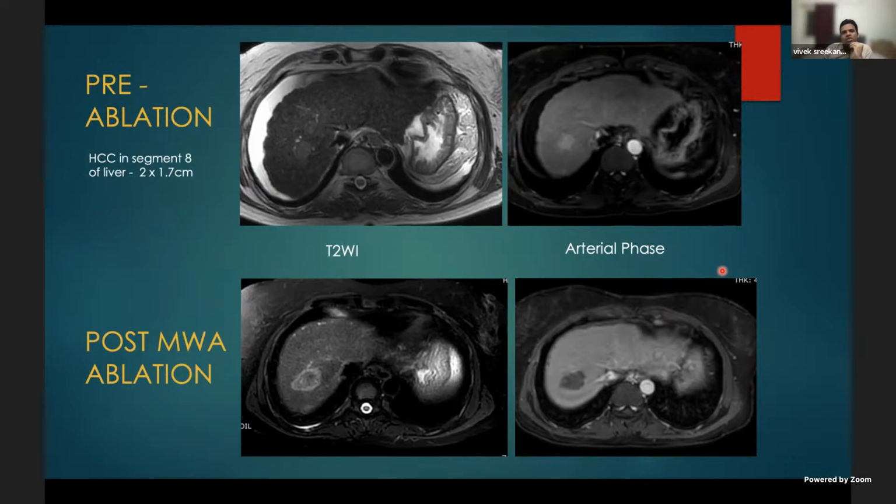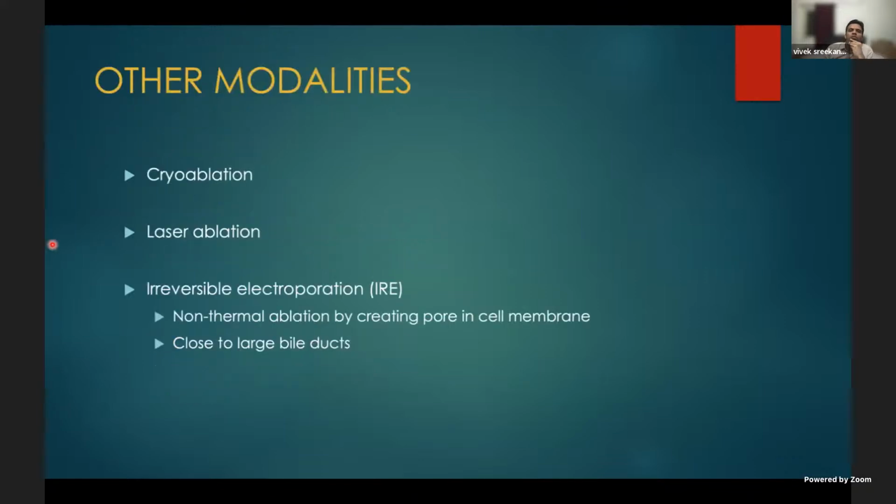Some newer technologies have come in ablation. These are cryoablation, laser ablation, and irreversible electroporation. Cryo and laser are still not widely accepted, but irreversible electroporation has come in, which is a non-thermal ablation that creates pores in the cell membrane and causes cell death. This is indicated in those lesions which are closer to the large bile ducts and less than 3 centimeters. Again, we are not using it in routine practice. We are predominantly using RFA and microwave, and the results have been more than satisfactory in lesions less than 3 centimeters.